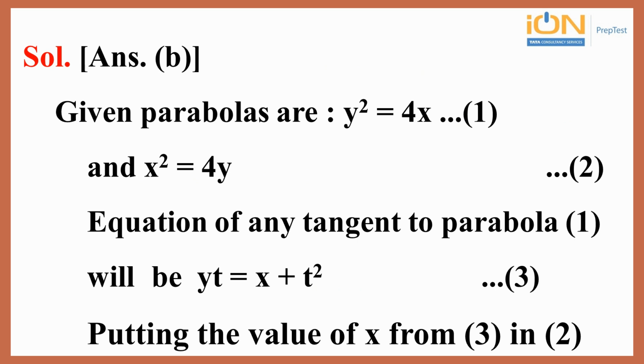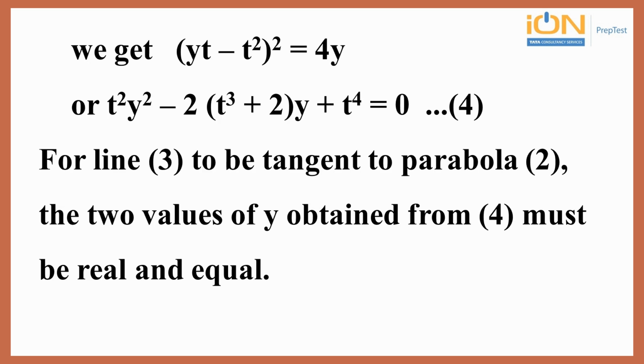Given the parabolas are y² = 4x and x² = 4y, let us take a tangent to the first parabola. The general form of the equation of the tangent to the parabola y² = 4ax at the point (at², 2at) is yt = x + at². So here, at the point (t², 2t), we can write the equation as yt = x + t². Now substituting x = yt − t² from the first equation into the second equation x² = 4y, we get (yt − t²)² = 4y.